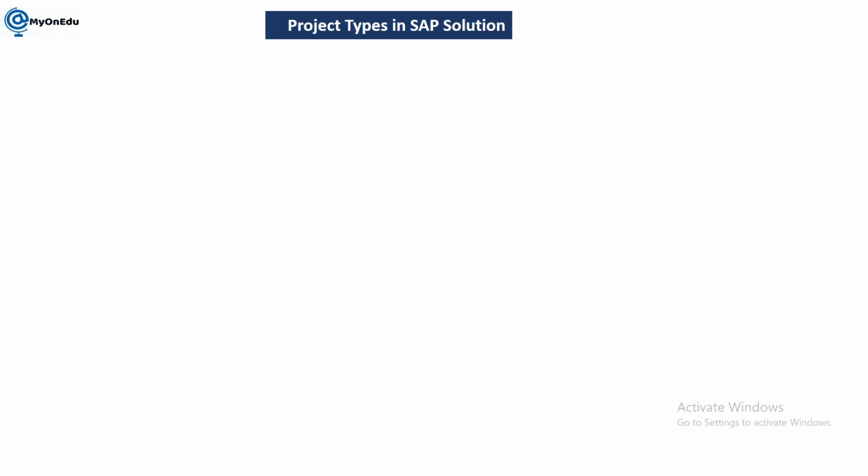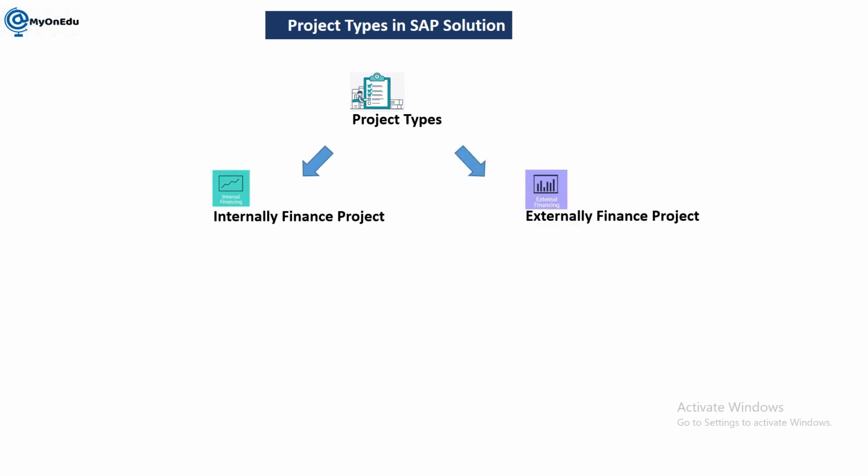So here, to understand the requirements of all the modules in EPPM, we need to understand the project types available in SAP. This is from a project perspective. We have two types of project. First is the internally financed project, and second is the externally financed project. An internally financed project is financed by the organization itself. For example, I am a manufacturing company and I need to construct a new plant. That is an internally financed project; that amount has to be invested internally by the organization.